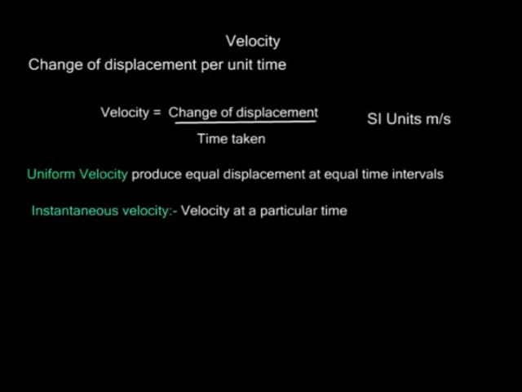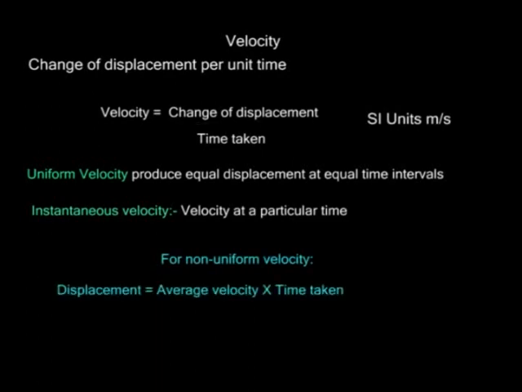If the velocity of a body is non-uniform, its displacement is given by displacement is equal to average velocity times time, or average velocity is equal to total displacement over total time taken. Therefore, V is equal to S over T, where V is velocity, S is displacement, and T is time taken.